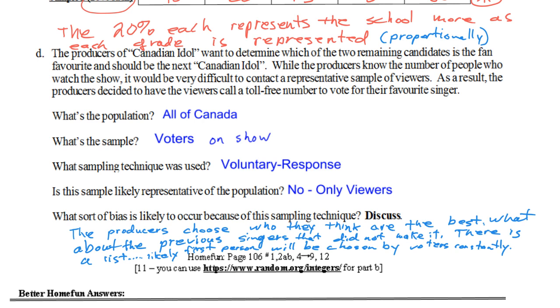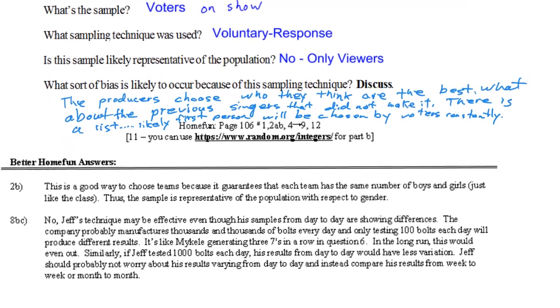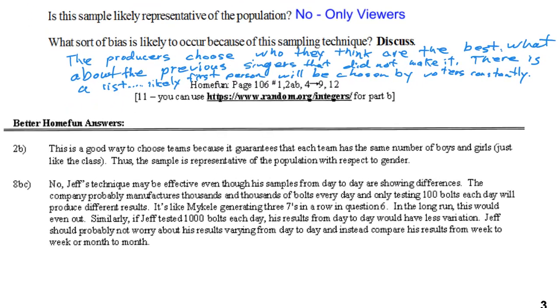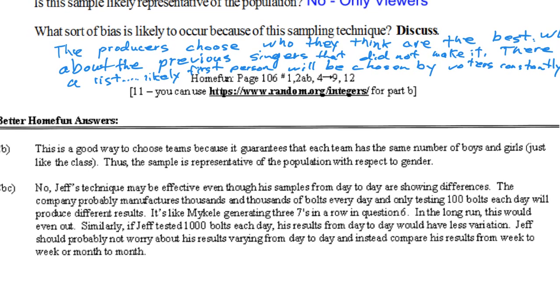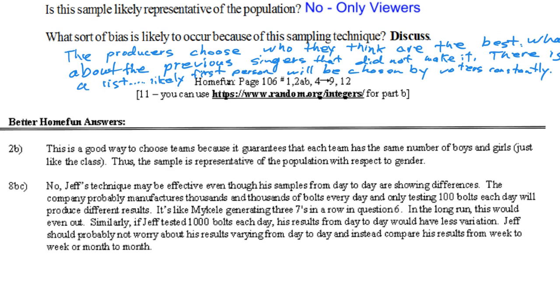And so now let's talk about your homework for the day. You'll notice at the bottom of your worksheet that we have these questions. We're going to do 106, number 1 and 2, AB, then 4 through 9, and then question number 12. I'll have them organized on the worksheet. And then I've also produced these questions that I'd like you to try.